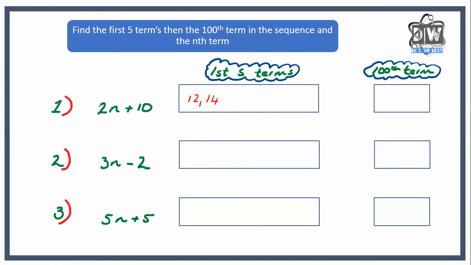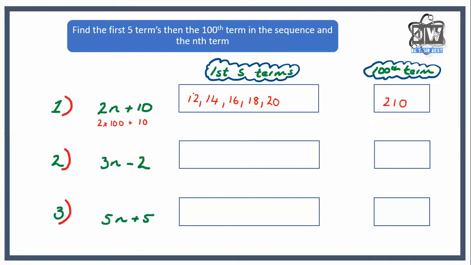And we can see there that it's going up by 2. So I can just continue on until I get to my 5 terms. I've got 1, 2, 3, 4. And the fifth term would be 20. And I always just check. So 2 times 5 is 10 plus 10, and that does give me 20. So I know that's correct. Now let's work out the 100th term. So 2 times 100 plus 10. So 2 times 100 is 200 plus 10 is 210.